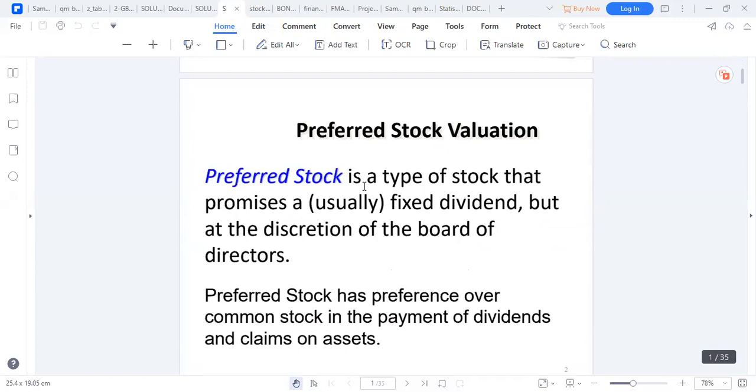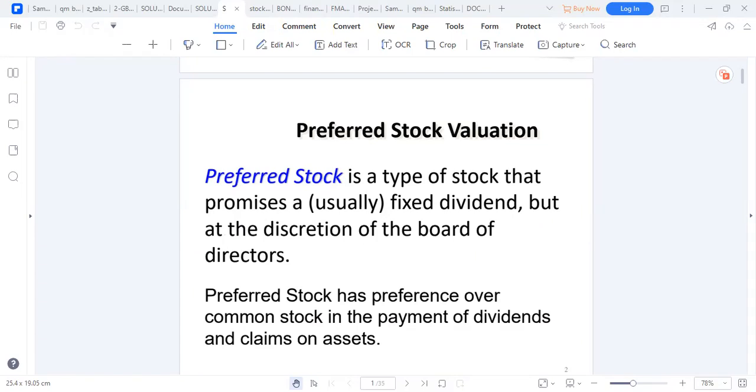So when we're dealing with stock, we are looking at the owners of the limited companies who are called stockholders or shareholders. We have two types of shareholders: the preference shareholders and the ordinary shareholders. The preference shareholders own what is called preferred stock. Now, this preferred stock is a type of stock that usually promises a fixed dividend.